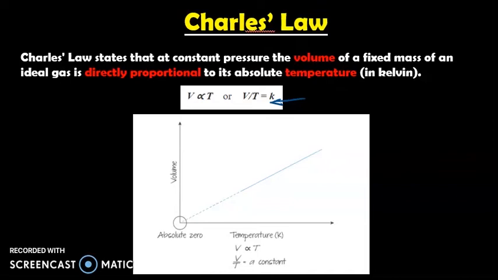Another reason why we cannot use Celsius is when you're trying to plot the graph, the line will not pass through 0, because 0 Kelvin is the same as minus 273.15 degrees Celsius, so it's not going to pass through 0. So that's why it's convenient to use Kelvin and not degrees Celsius when you are trying to calculate the gas laws.